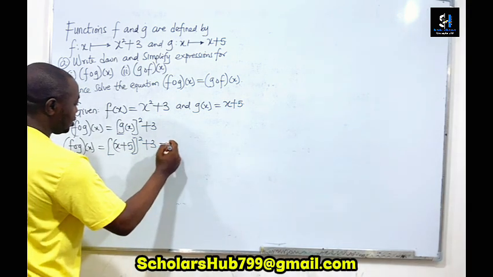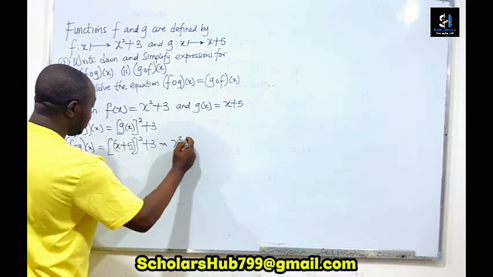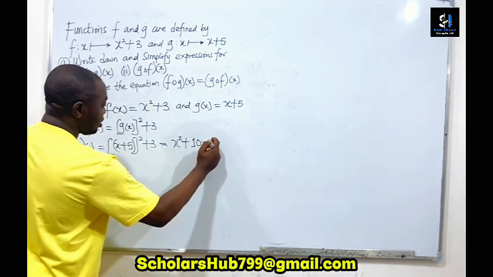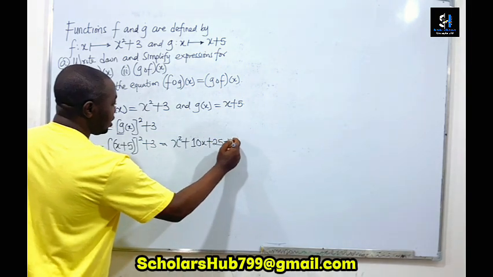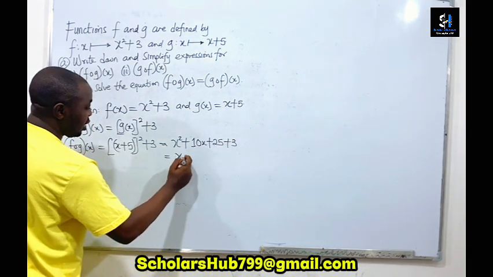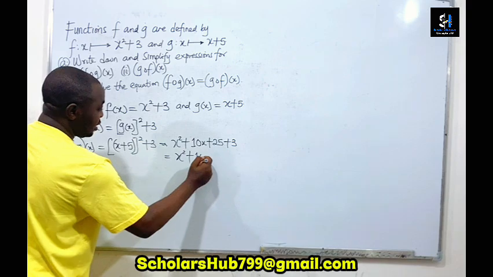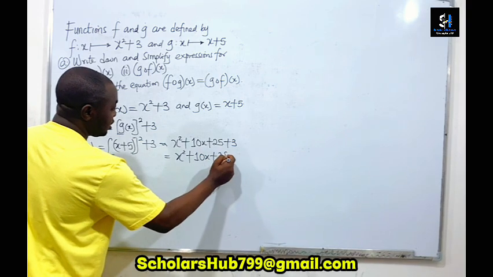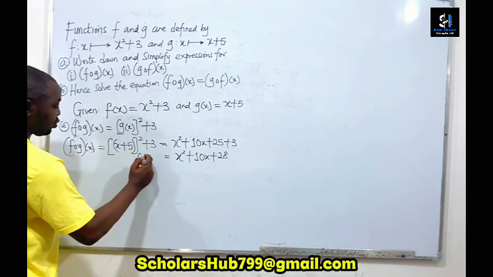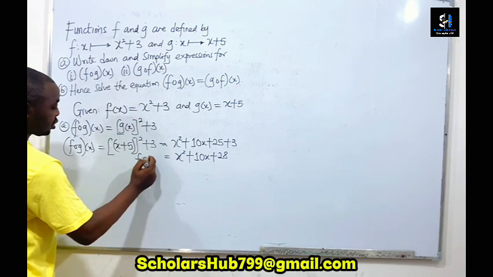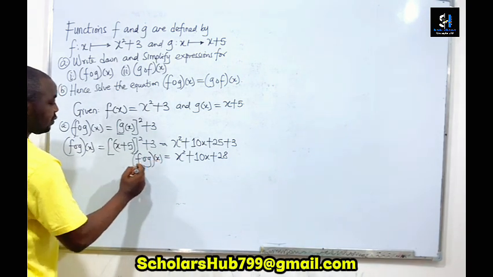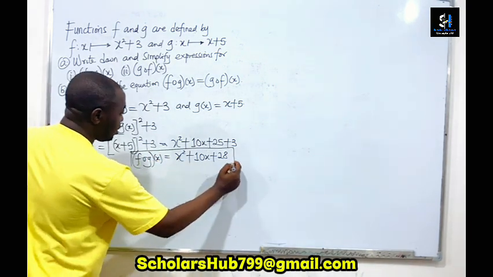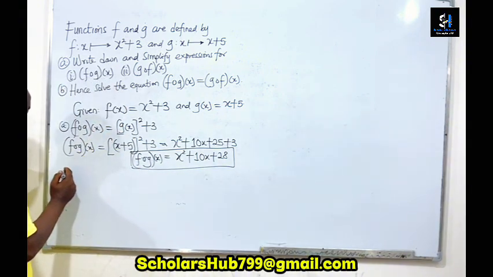Now I can expand this. This will be x squared plus 10x plus 25, then plus 3. So x squared plus 10x plus 28 is the expression for the composite function fg of x.